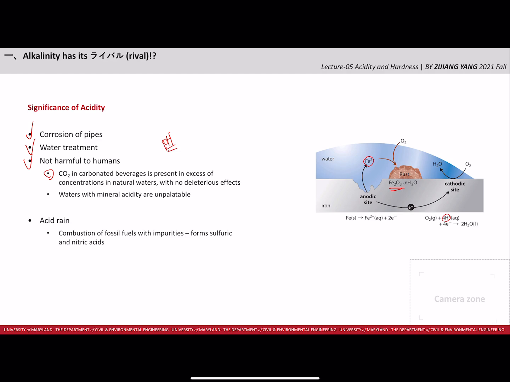But waters with mineral acidity are unpalatable. So I think this tastes not good.